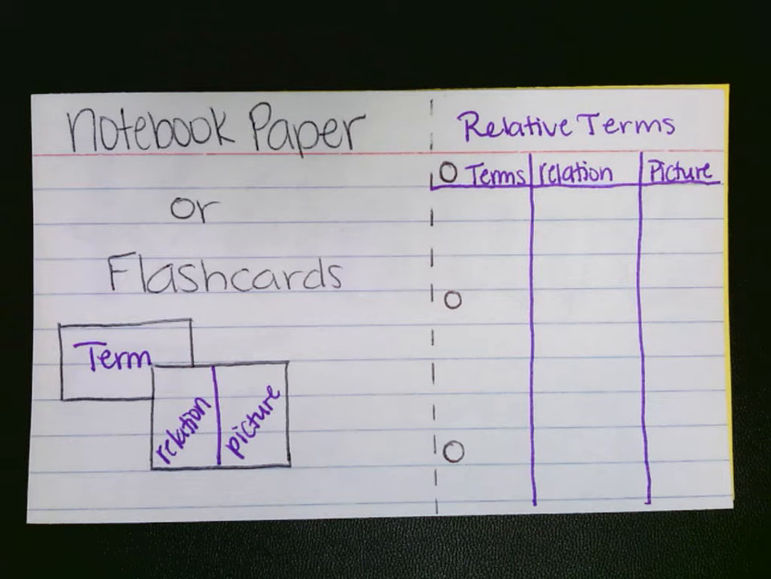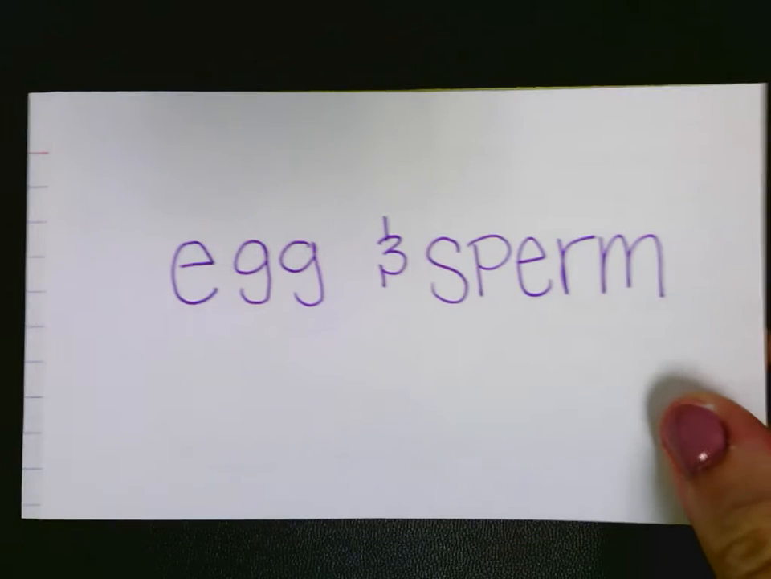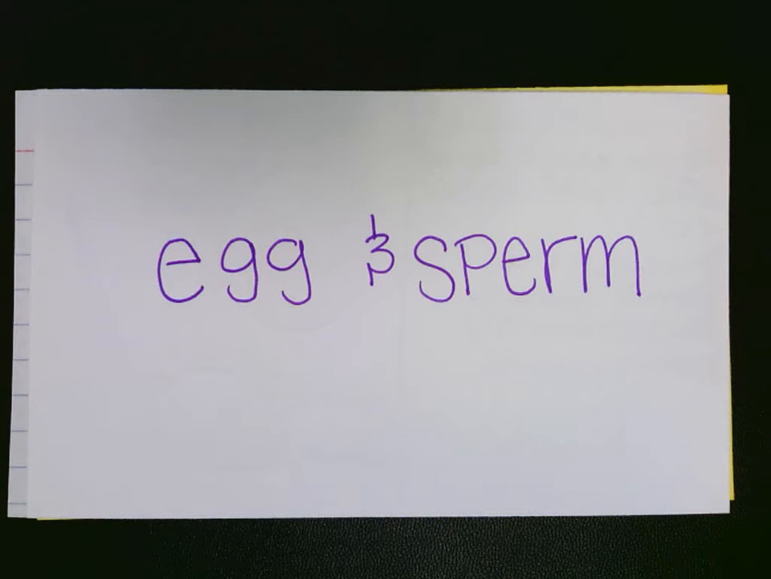So let's go ahead and get started. The first 2 words that we want to compare are egg and sperm. So I want you to think about what egg and sperm are. Think about how they might be related. You can pause the video if you need to take some time to write out what you think your relationship is and draw a picture.